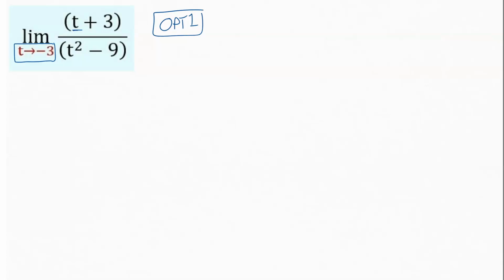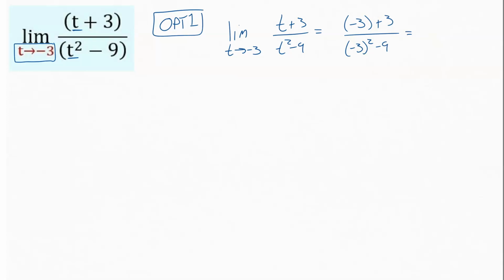And so option one, basically to check on that, you're just going to plug in -3 everywhere you see a t. So this is the limit as t approaches -3 of (t plus 3) over (t squared minus 9). So we plug in that -3. We get -3 plus 3, and then on the bottom we get -3 squared minus 9. So on the top we get 0, but more importantly we get 9 minus 9, we get 0 on the bottom. And anytime we get 0 on the bottom, division by 0 is bad. That is like the biggest no-no in all of math.